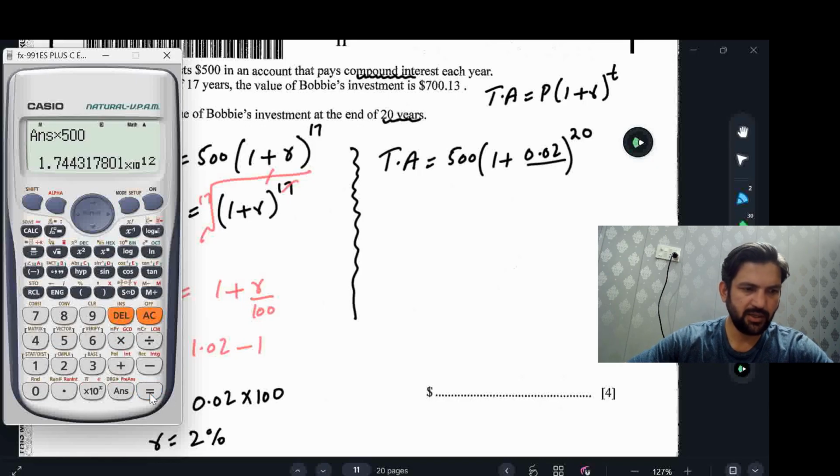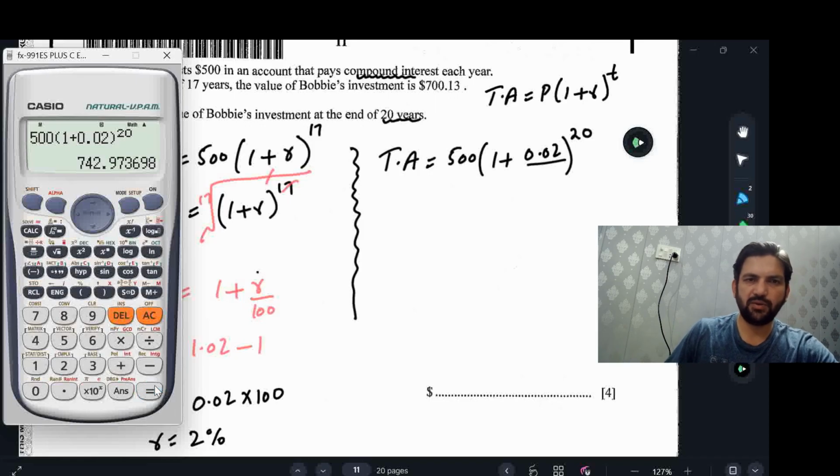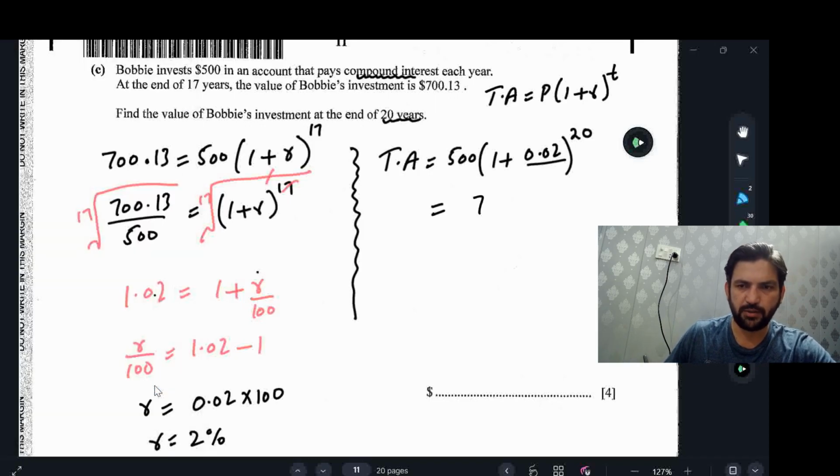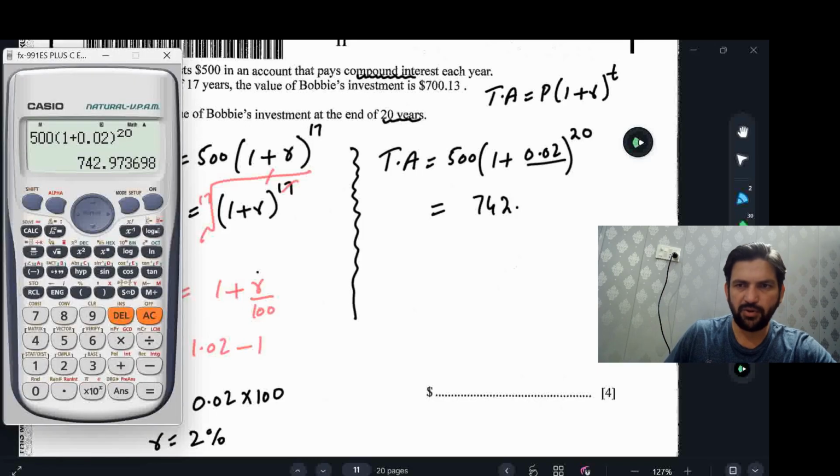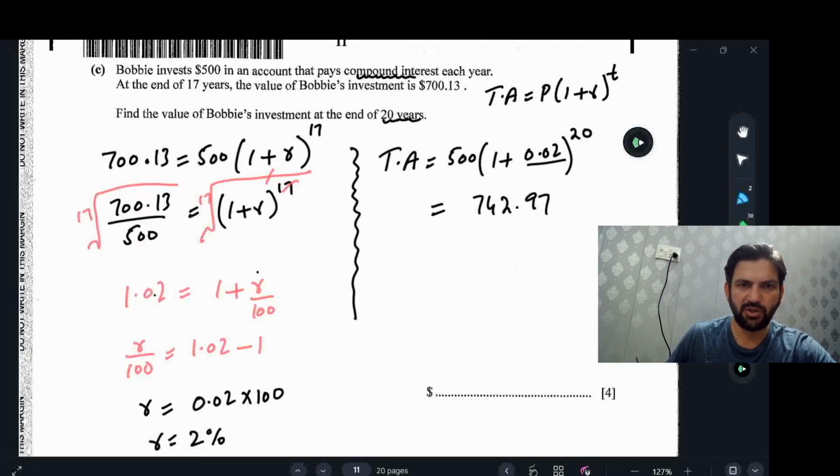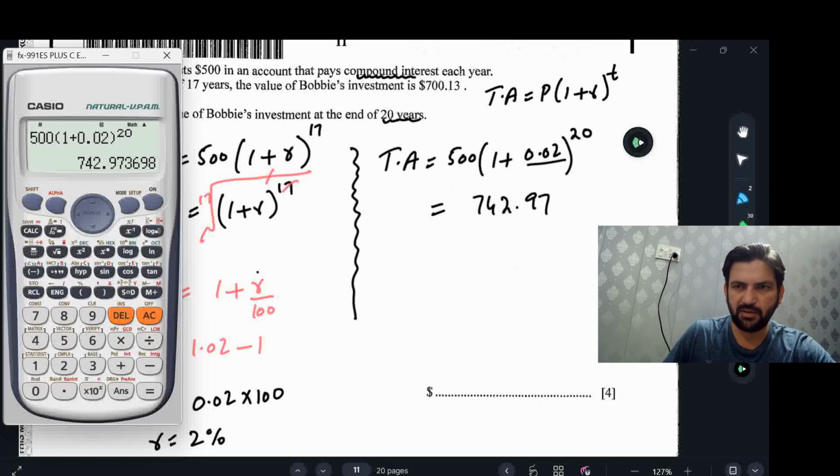So the answer is, actually we have to do it again. Let me do it again, 500 multiply by 1 plus 0.02 whole power 20. So this will be equal to 742.97. Now we have to write the answer into 3 significant form.